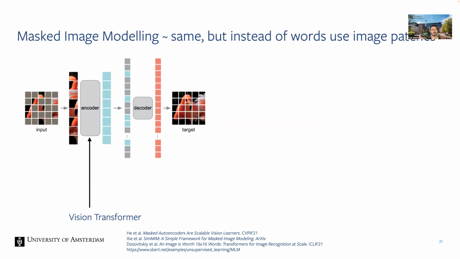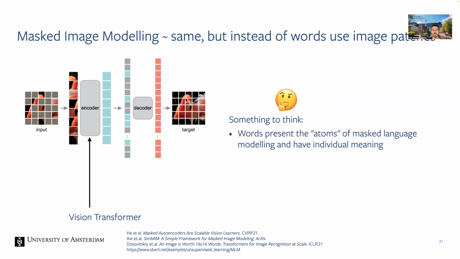Right. So one note here is this comparison to masked image modeling that we had in Deep Learning 1 as a self-supervised learning technique, where the task was to predict simply the RGB pixel values of the masked image. Something to think about is that, compared to the GPT objective, there's a difference. Words represent the atoms of masked language modeling and have individual meaning, but an individual patch, which could be just an 8x8 patch in the background that is dark green or something, doesn't have individual meaning.